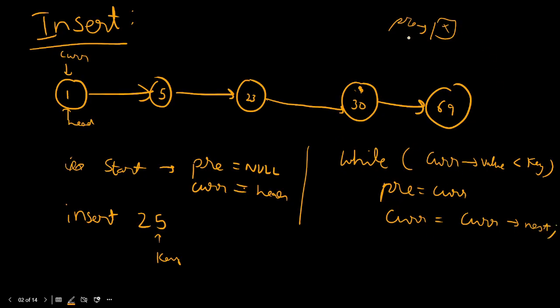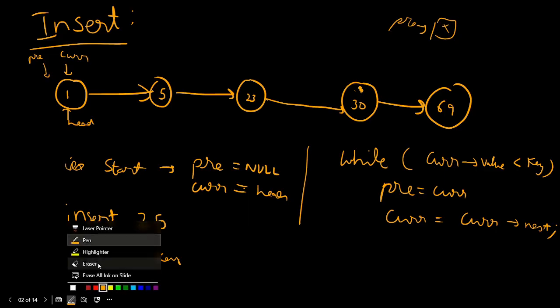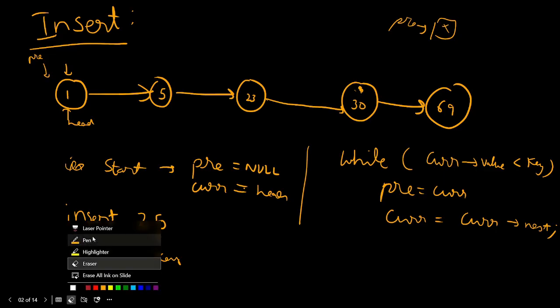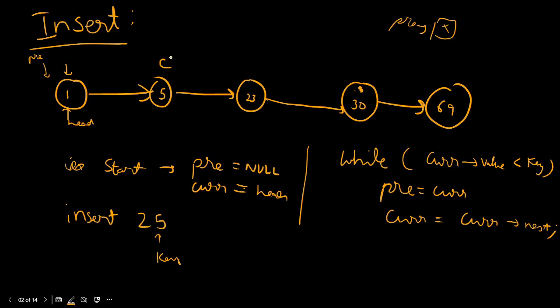Currently pre is at null and cur is at head. So while cur's value less than key, cur's value is 1. Is it less than key 25? Yes. So my pre is going to come here and cur will go to cur's next. This is where my cur will go. I'm just making a C, I'm not writing it again. So I'll write just a P and C.